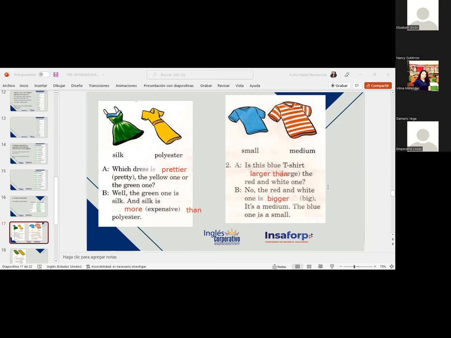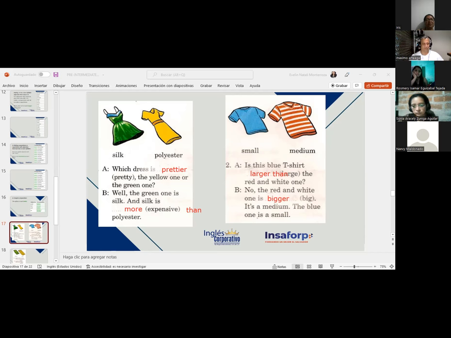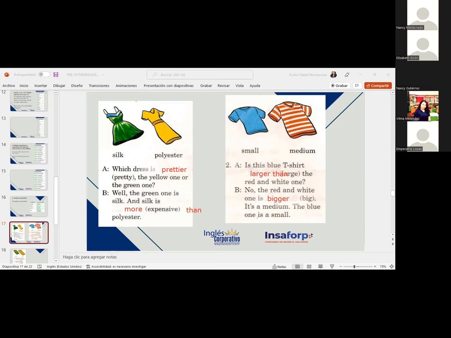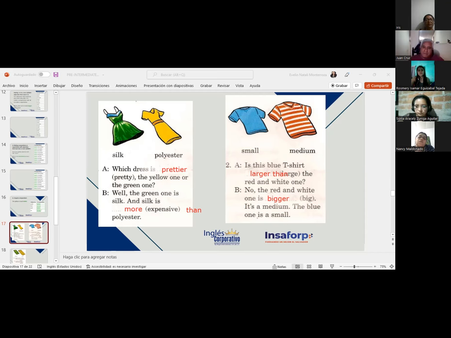T-shirt. Damaris and Máximo, conversation one. Miss Damaris, go ahead. Which dress is prettier? The yellow one or the green one? Well, the green one is silk, and silk is more expensive than polyester. Fantastic, very good job. Cecilia and Elizabeth, conversation two.